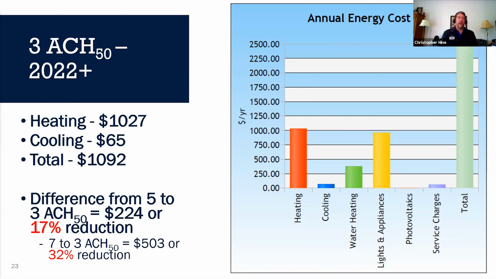But the big number here that I want you to take a look at is right here, a little bit below. That's looking at going from 7, where we were pre-2018. And I know a lot of us were already building below 7, but that was the line, right? 7 was the line, to 3, which is moving forward, a savings of $503, or a 32% reduction in energy consumption. 32%, $503 annually.